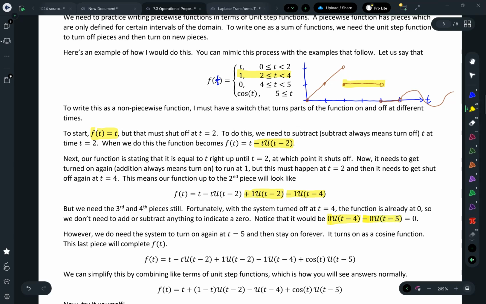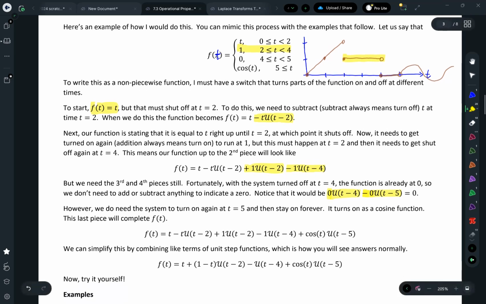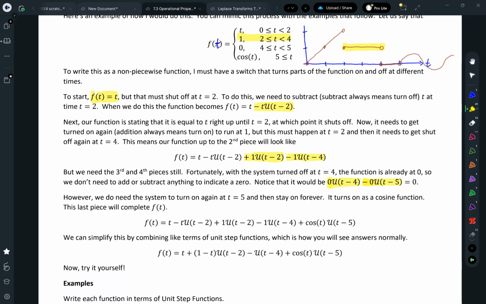But that combination of two things, even 0 times anything is 0, even 0 times the step function. So this whole combination is just 0, so I don't have to write it into my function. However, we do have to turn the system on again at t equals 5, and then it's going to stay on forever. And it turns on as a cosine function.